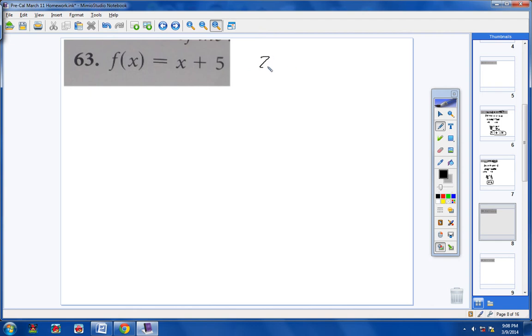Well, remember, when you're asked to find a zero, you're really being asked to find the x-intercept. And whenever you're looking for the x-intercept, you know you put 0 in for y. Now there's no y, but we can definitely cross off f of x and put y equals x plus 5. And then go ahead and substitute 0 in for y like you're supposed to do.